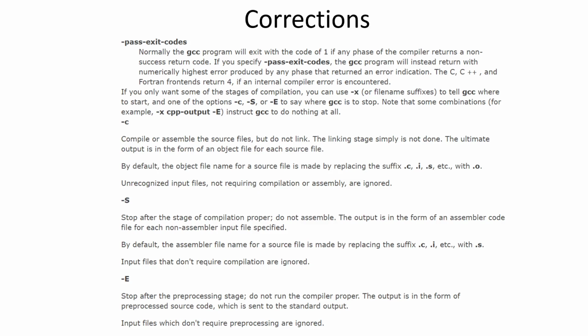But yeah, the codes that stop the compiler before it finishes are known as pass exit codes, and the lowercase -c compiles the source files but does not link. The -S stops after the compilation proper but doesn't do the assembler. So this is the one that gives us the assembly code. And -E will stop right after preprocessing.